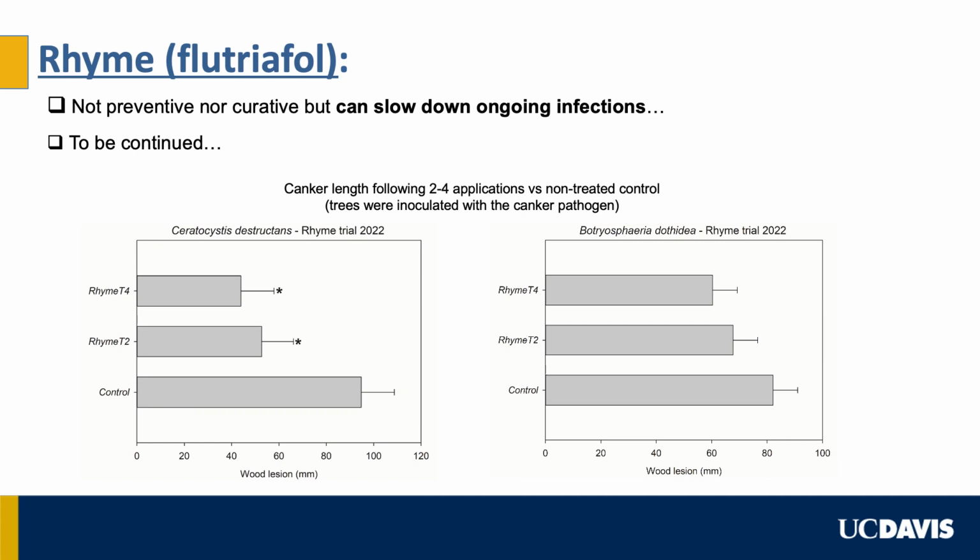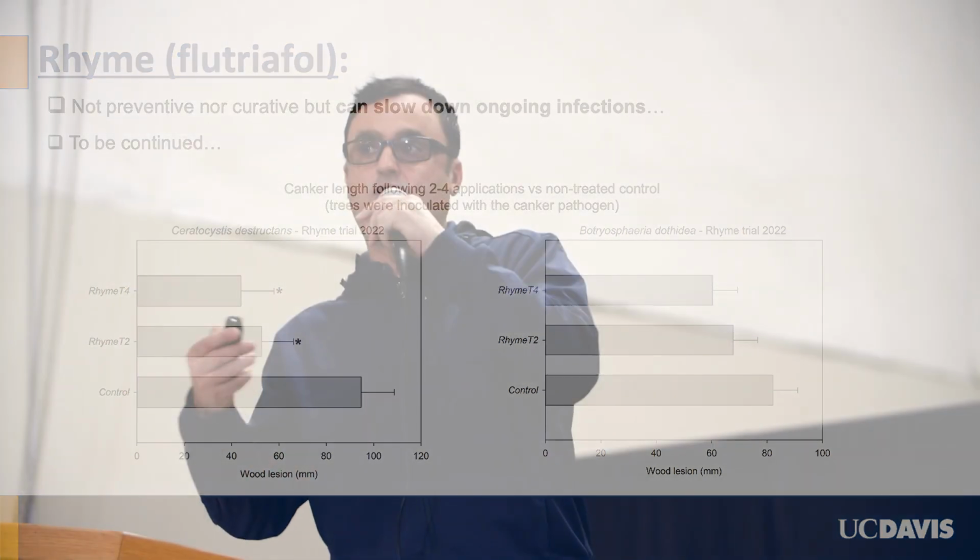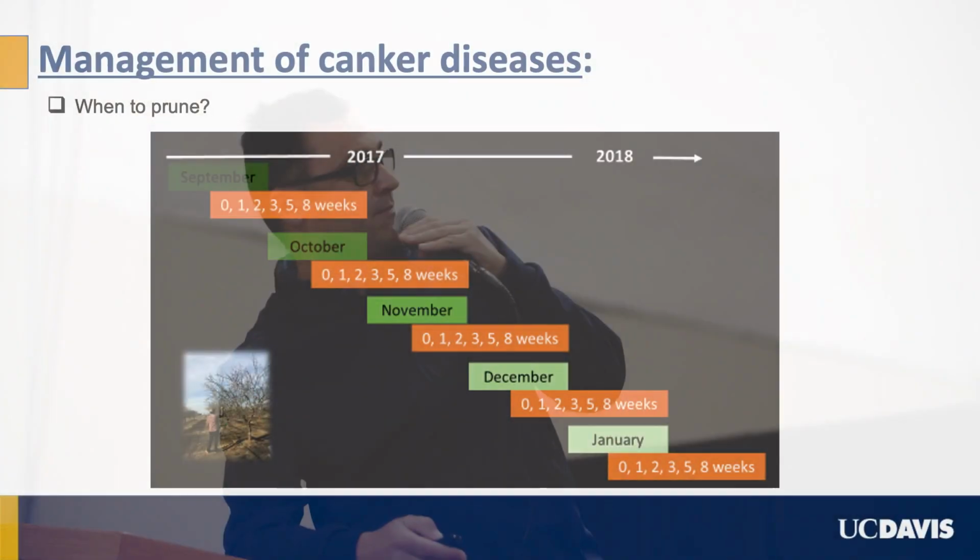So interesting data. You drench the product, you have no drift, it's coming through your drip irrigation system, and these 2 to 4 applications starting at the beginning of the growing season allowed us to see a reduction in canker length. So it's not a curative product, but it can slow down ongoing infections.